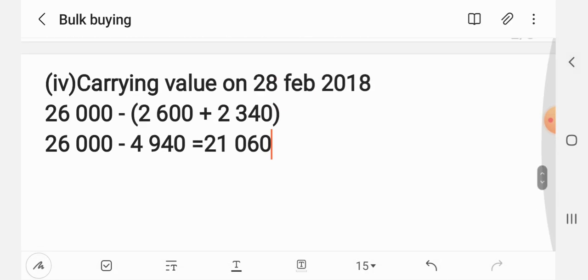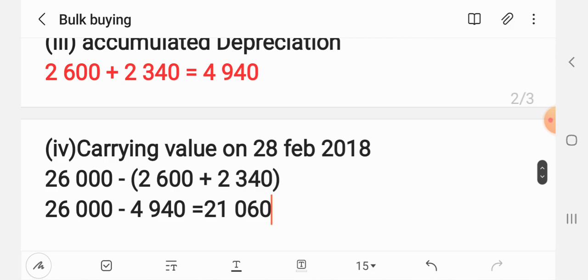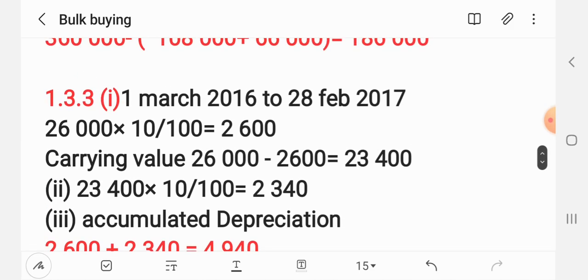So this is how we do these calculations. I hope you guys understand them.